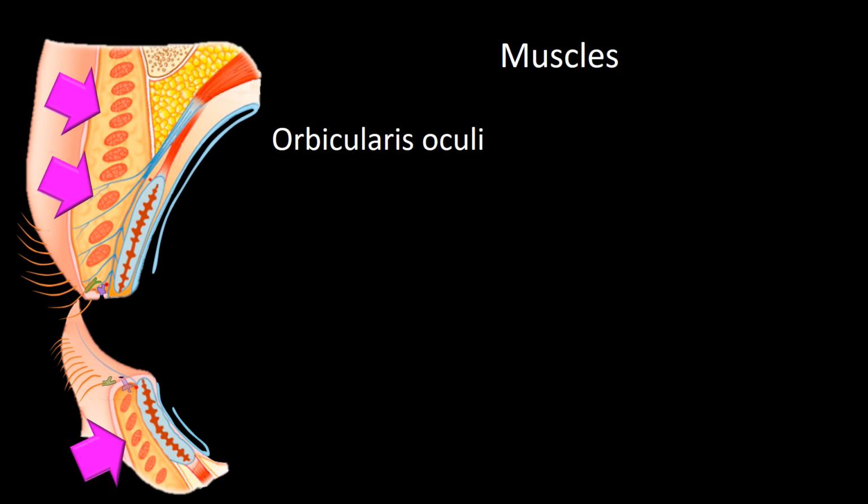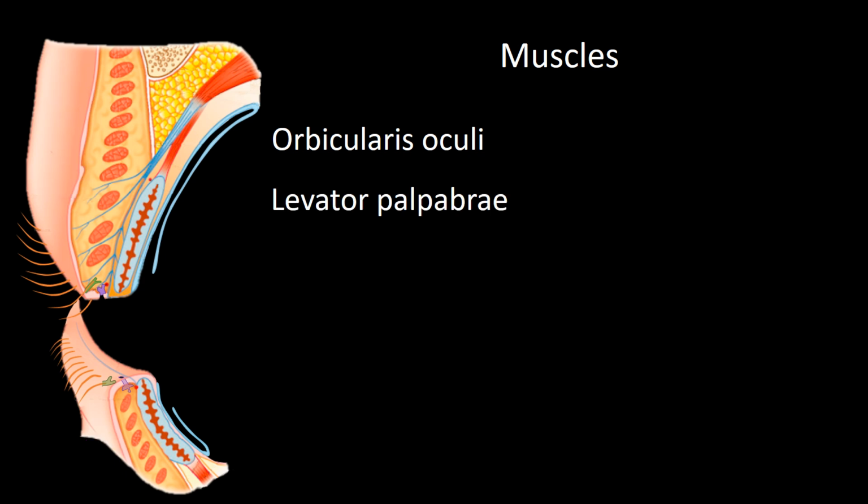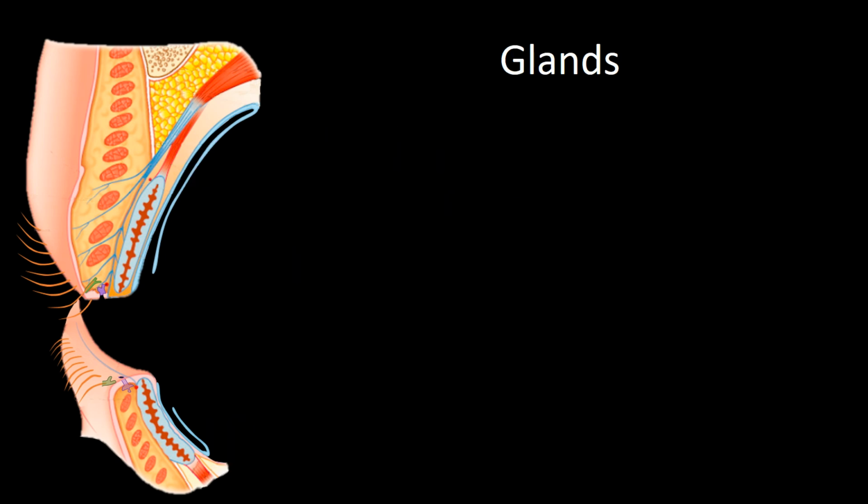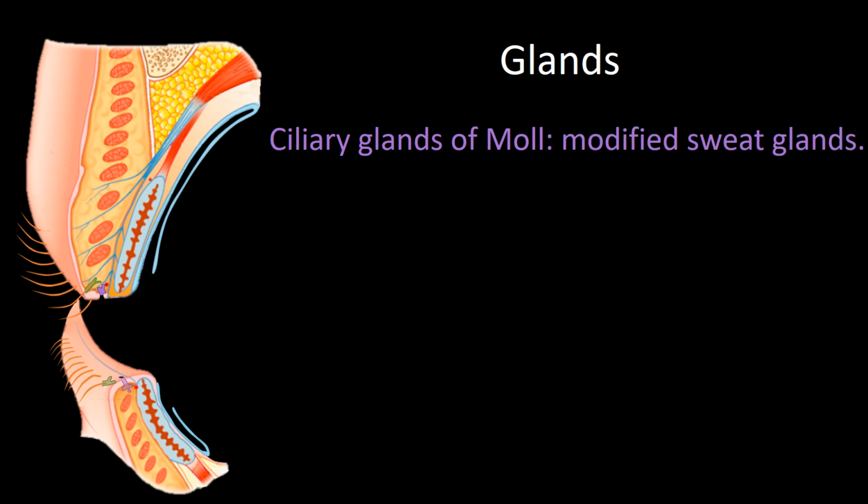I will use this cartoon by highlighting the eyelid muscles, orbicularis oculi, which I am indicating in this frame, the levator palpebrae, here indicated, and the muscle of Mueller, which are present in the upper and lower eyelids attached to the tarsal plates. I will also use this cartoon to highlight some glands. The ciliary glands of Moll, which are modified sweat glands, here indicated.